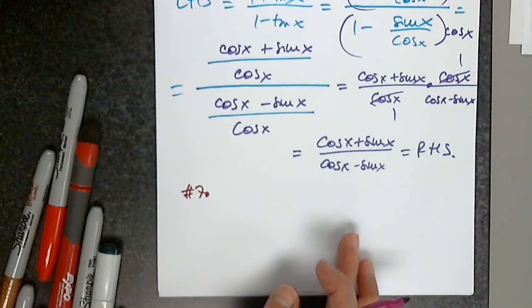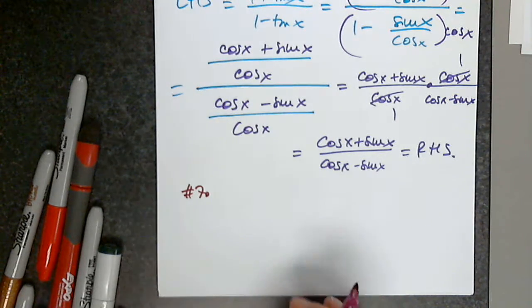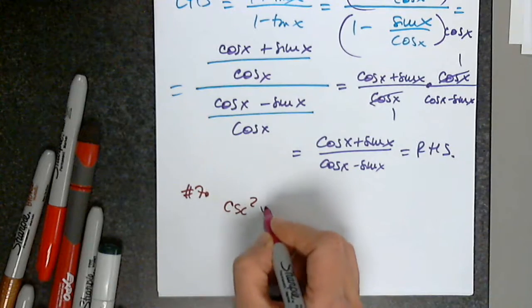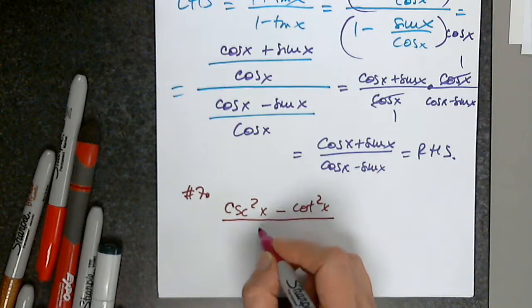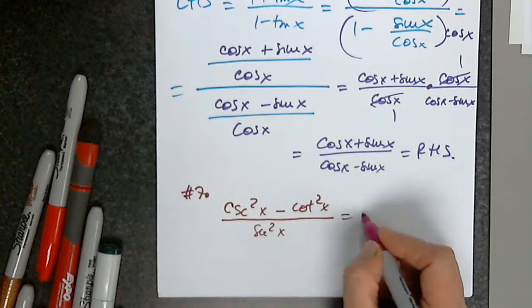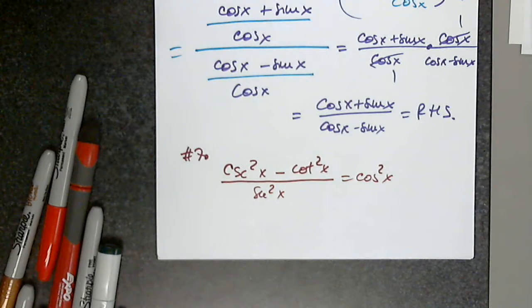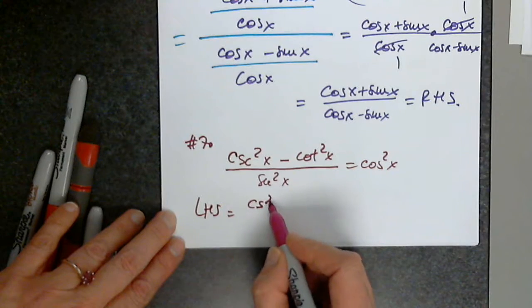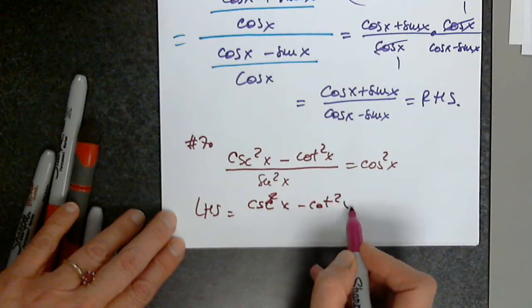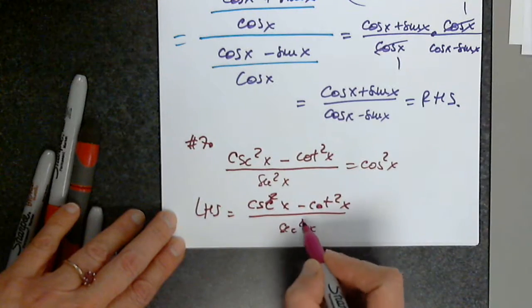Okay, 70. It's on the right-hand side. So it's cosecant squared x minus cotangent squared x, everything divided by secant squared x, and they say it equals cosine squared x. Where do you want to start? The right side makes no sense, right? What can I do to that side? So obviously I have to start from the left-hand side. So this is cosecant squared x minus cotangent squared x over secant squared x.